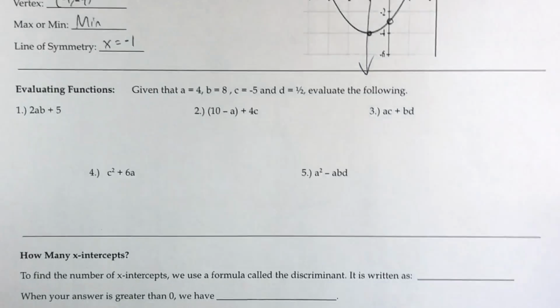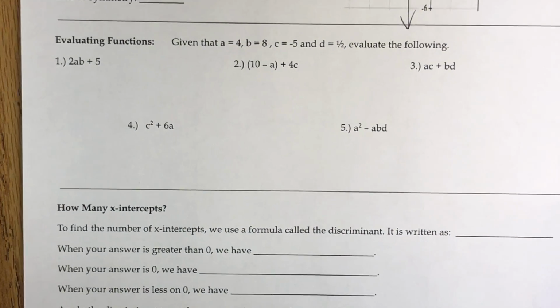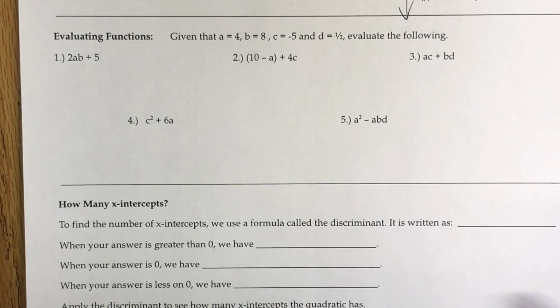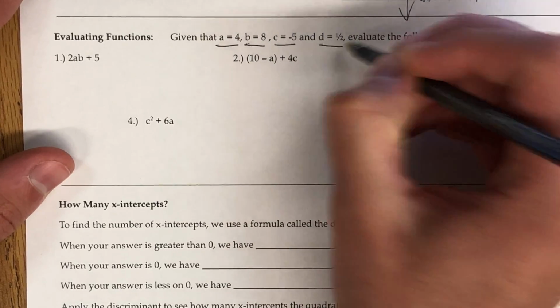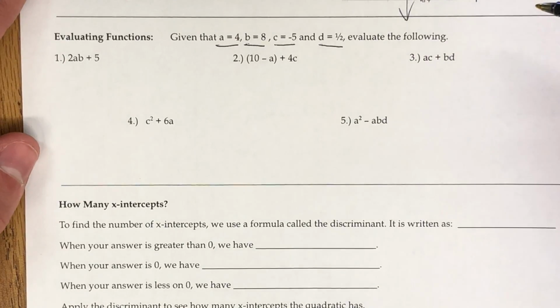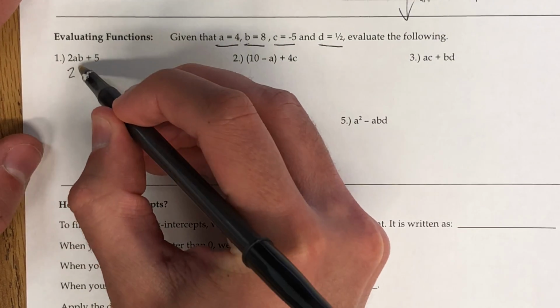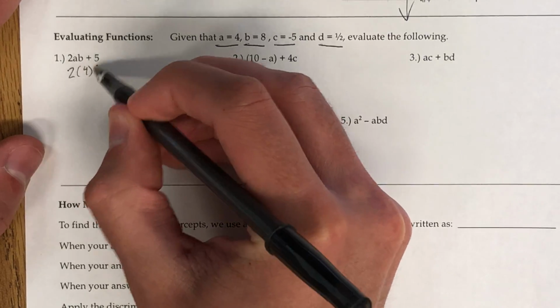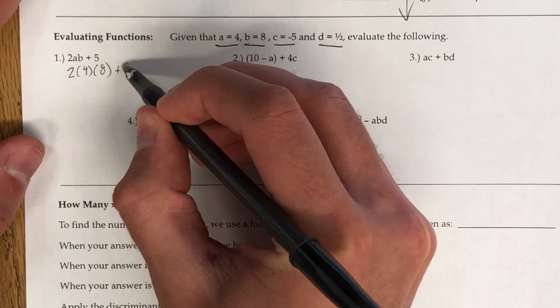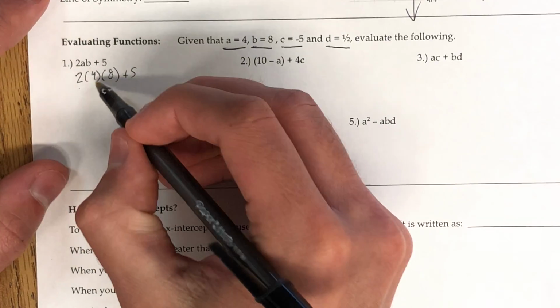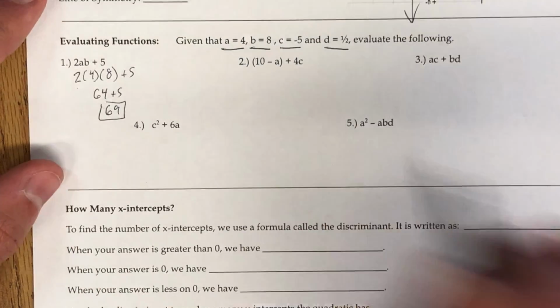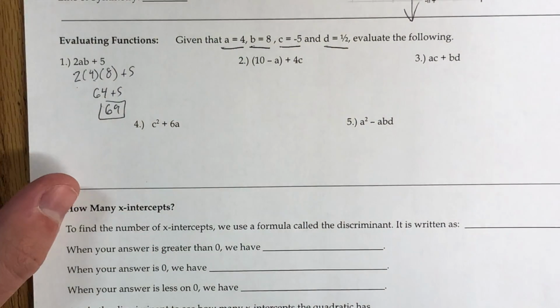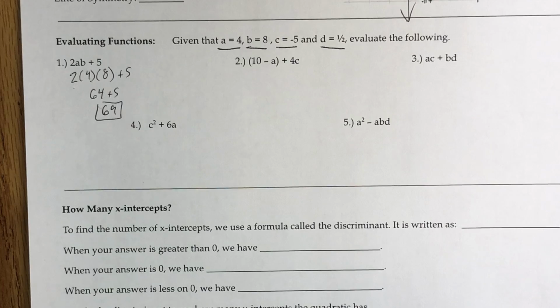Okay. The next piece we're going to do here is evaluate some functions. So you have 5 different problems. You're told, given a is 4, b is 8, c is negative 5, and d is 1/2, evaluate the following. Evaluate just means plug in. So like if we look at number 1, we plug in 4 for a, we plug in 8 for b, and then we just simplify. 2 times 4 times 8 is 64, plus 5 is 69. Okay. Go ahead, pause the video, and do those other 4 on your own.